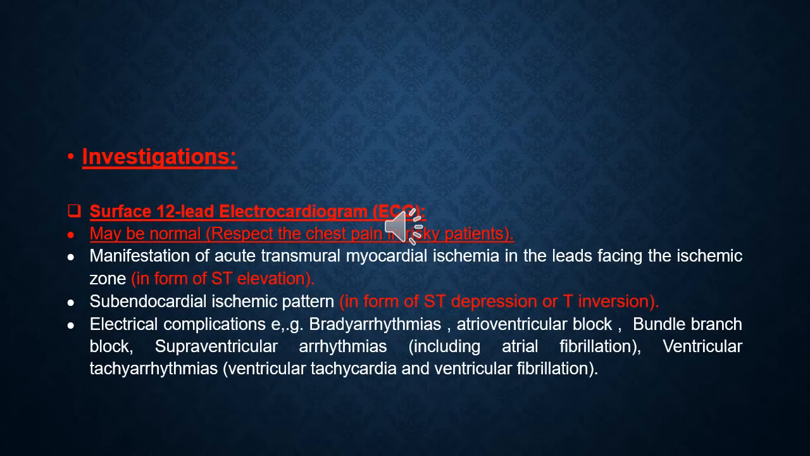So what about the investigations? The first thing to be done within 10 minutes of the patient presentation should be ECG. ECG may be completely normal, so we have to respect the chest pain, especially in the risky patients, or may reveal ST elevation in a patient with STEMI, or ST depression and T-wave inversion in a patient with unstable angina or non-STEMI, or even arrhythmias resulting from the myocardial ischemia like atrial fibrillation, ventricular arrhythmias, or bradyarrhythmia.